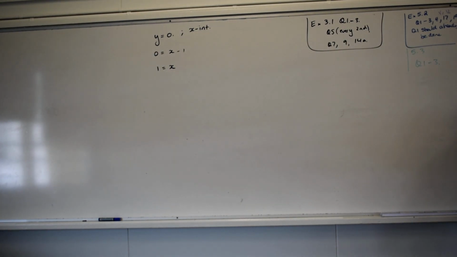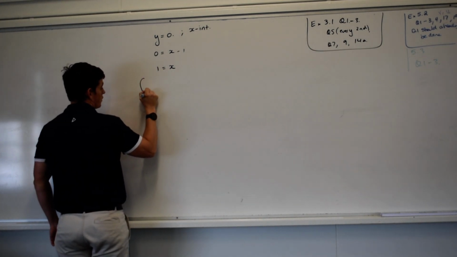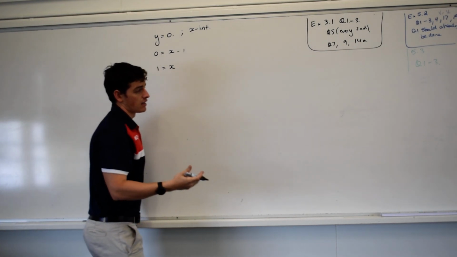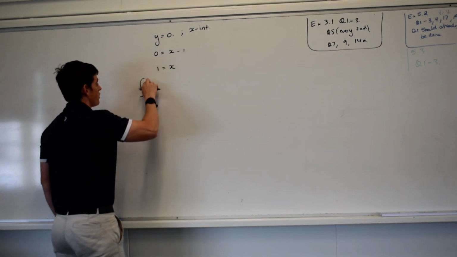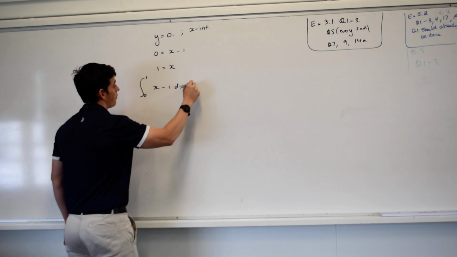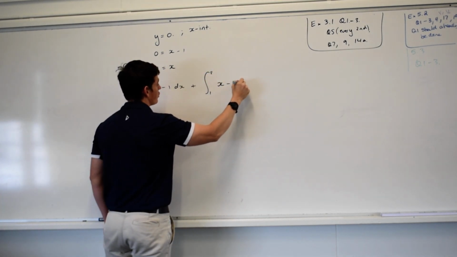I then identify, look, I know there's an x-intercept at 1. Is 1 in my domain? So what's this problem? It's the area between 0 and 2. So is 1 within my domain? So I want to break this up. How would I break it up? I'd go between 0 and 1 of my function plus the integral between 1 and 2 of my function.